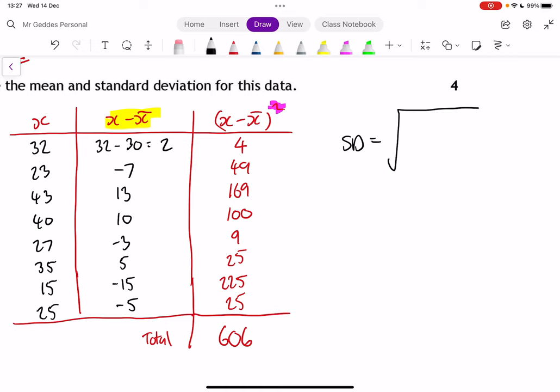Now, there are 2 of them on your formula sheet. You're going to use the one that is this: x minus x bar all squared divided by n minus 1. That's the one you're going to use. Don't go near the other one. It's a slightly different way of doing things. Okay. Thank you.